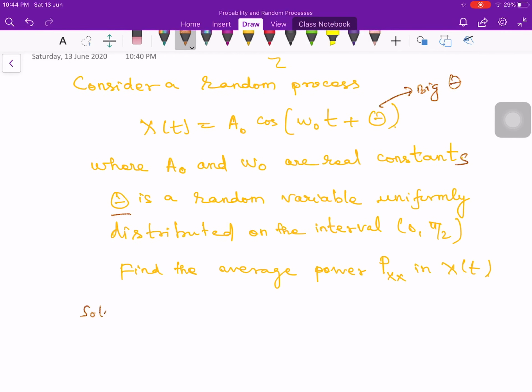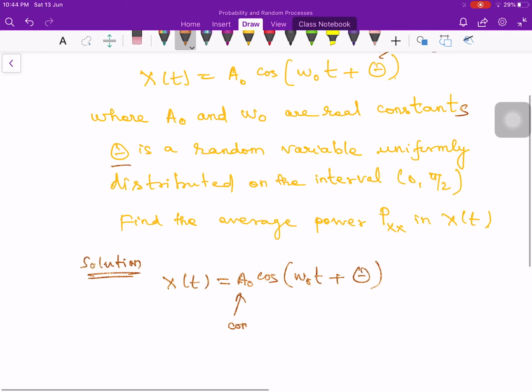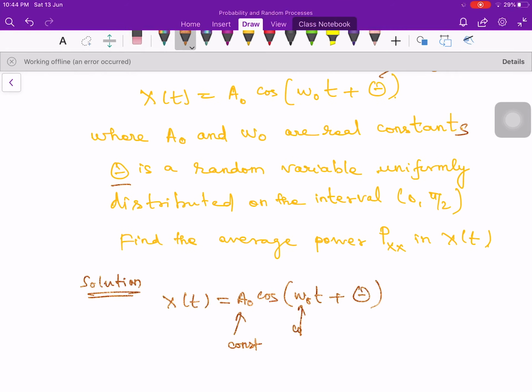So, solution. Now, given the random process X of t is equal to A sub 0 cos of omega naught t plus theta. Now this is constant and this is also constant. Generally we know that for random variables we use a capital letter, that's why I put a big Theta here. If we use small theta, then it's not a random variable. So whenever we say random variable, we should use capital letters.